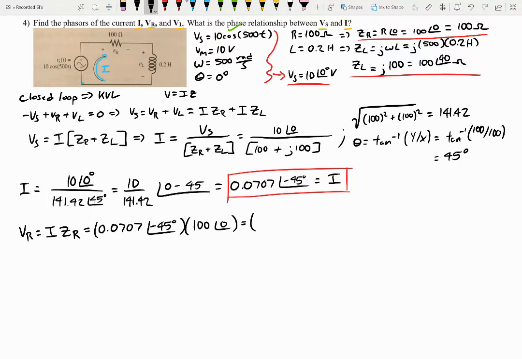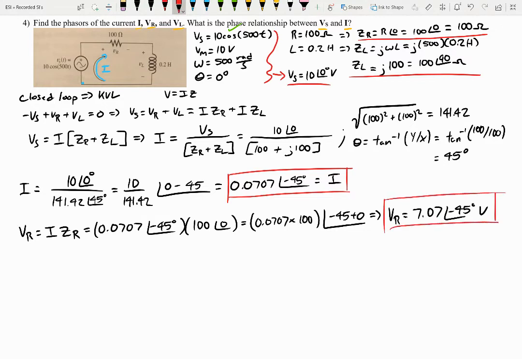So since we're doing the multiplication, we'll just multiply the magnitudes together. So 0.0707 times 100. And then we will add our angles together. So therefore, our voltage in the resistance is going to be equal to 7.07 at a negative 45 degree angle volts. And that's voltage in the resistance, complex voltage.